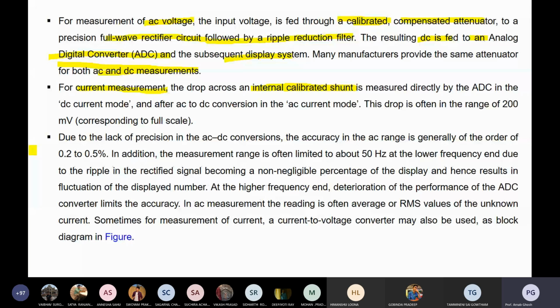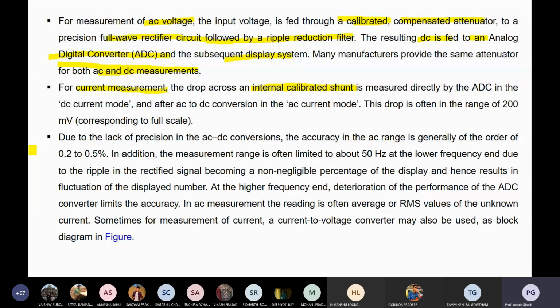Okay, so next point is due to the lack of precision in the AC to DC conversion, the accuracy in the AC range is generally of the order of 0.2 to 0.5%. In addition, the measurement range is often limited to about 50 Hz. So we are using that power frequency level.